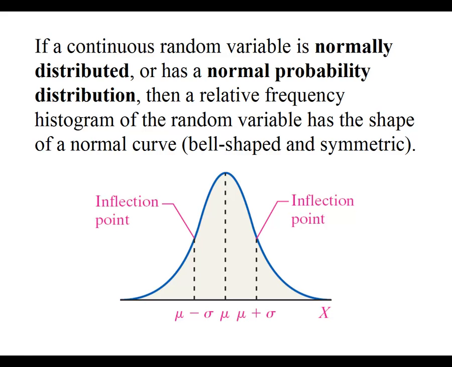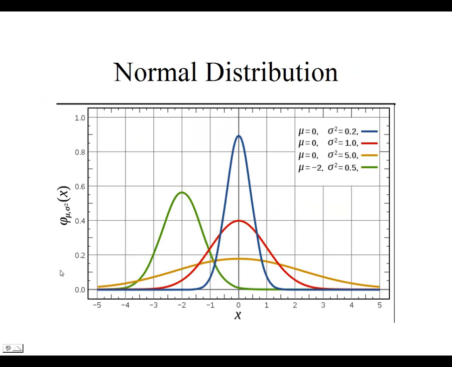Now, this bell shape is centered at the mean mu, as you would expect, and an inflection point, where it stops coming down and starts going back up, is exactly 1 standard deviation above and below. This is what one looks like.